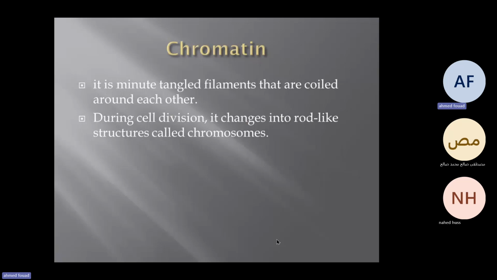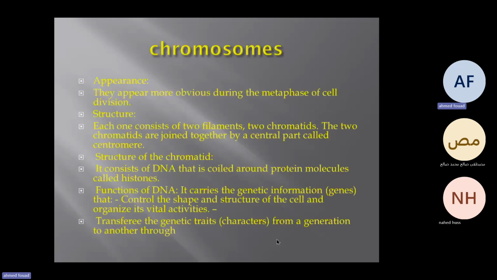Chromatin is a minute tangled filament, meaning fine filaments coiled around each other. During the process of cell division, it turns into thread-like rods called chromosomes. So chromatin is minute tangled filaments coiled around each other that turn into rod-like structures called chromosomes during cell division. What about the chromosome?